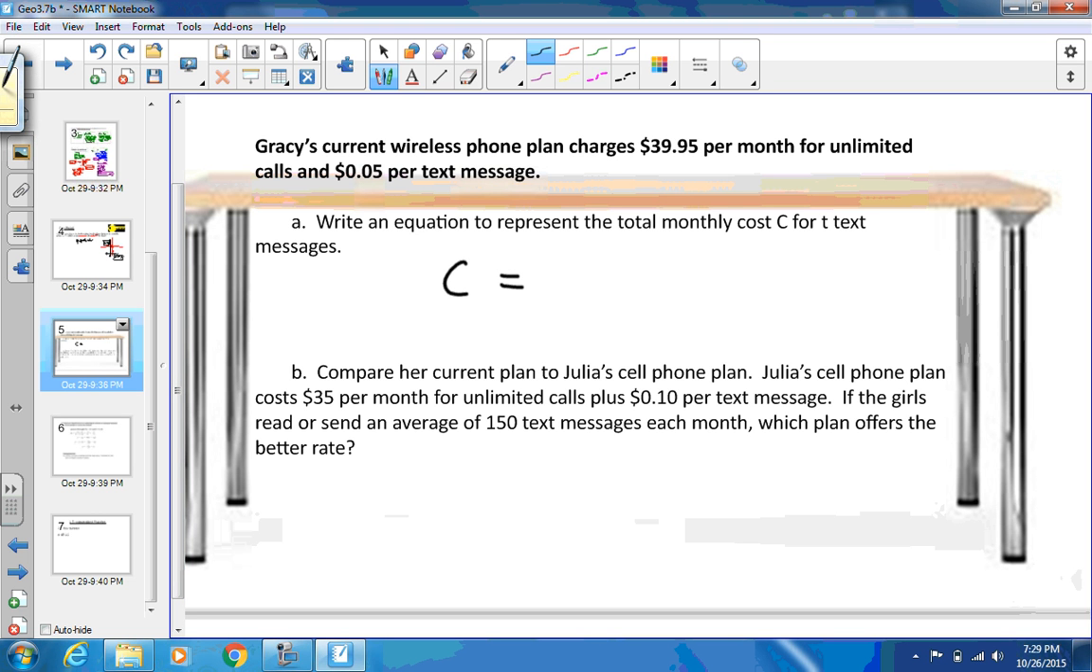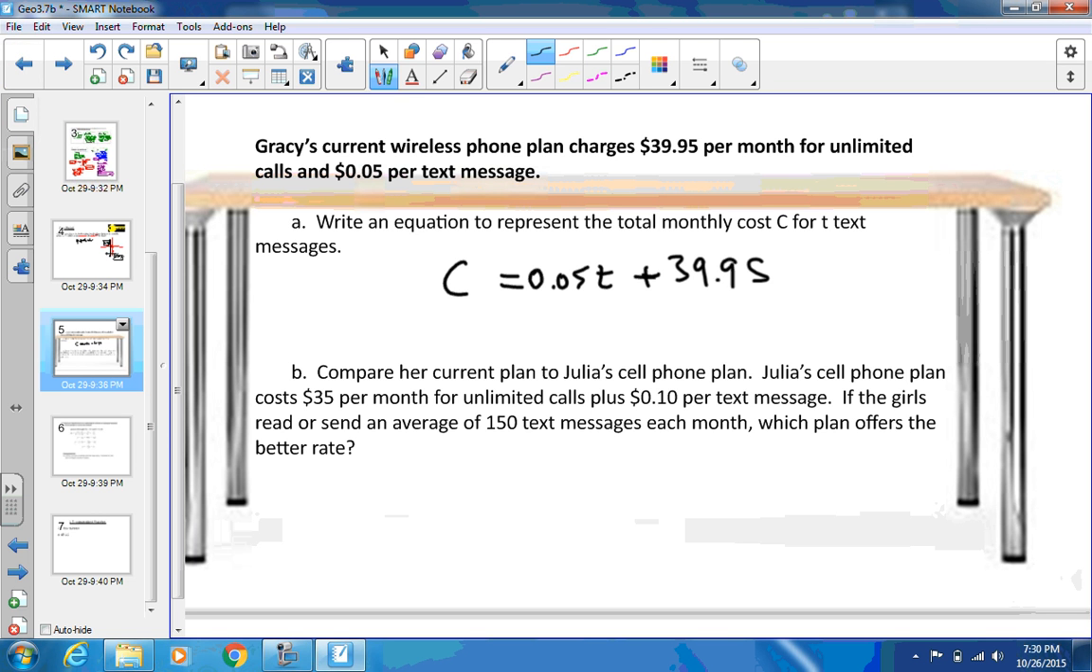Let's see. It's just for a month. So we're going to get that $39.95 no matter what. Let's add that at the end here. And then it says 5 cents, so 0.05 times T. 5 cents per text. So it depends on how many texts, really, for the cost. That would be our independent variable. Well, sorry, that's our dependent variable. Nope, that is our independent variable. C would be dependent on how many texts there are.